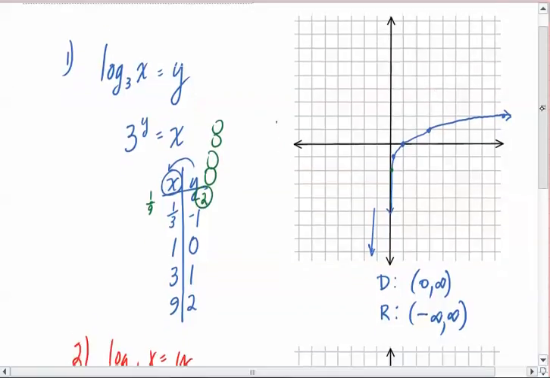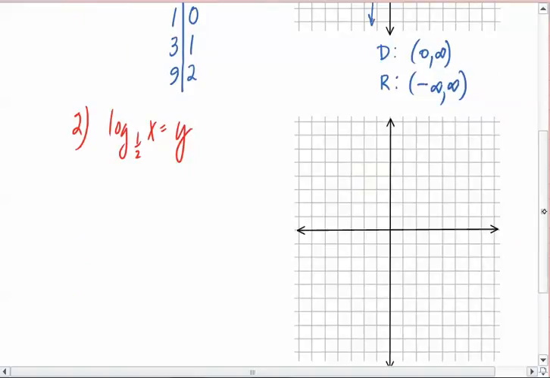Okie doke. Let's take a look at one more. Here's one that has a base that's a fraction, so let's go ahead and rewrite it in exponential form. So we have 1/2 is the base. Remember, a log names an exponent, so there's the y is the exponent, and that's equal to x. Now let's go ahead and write our table of values.